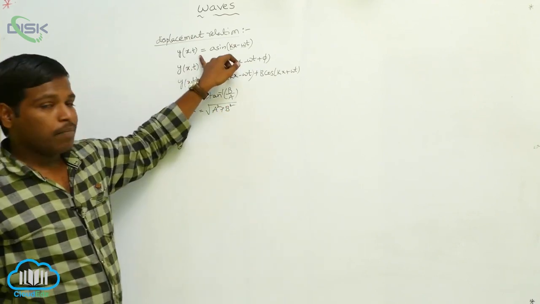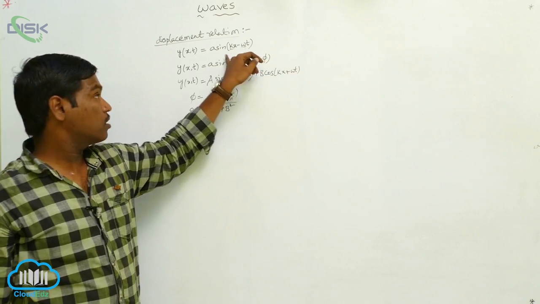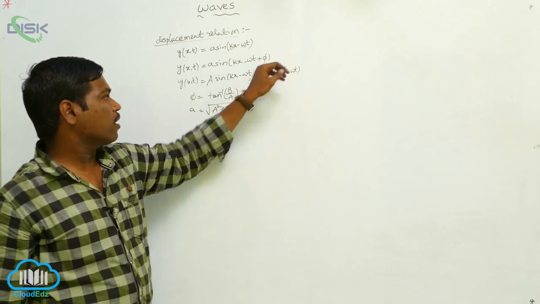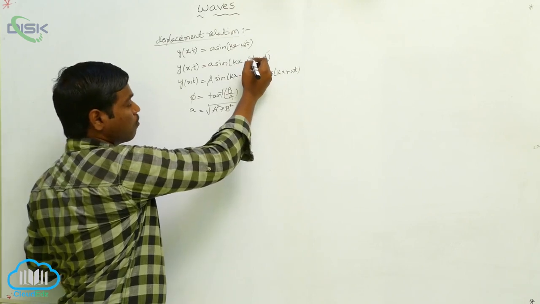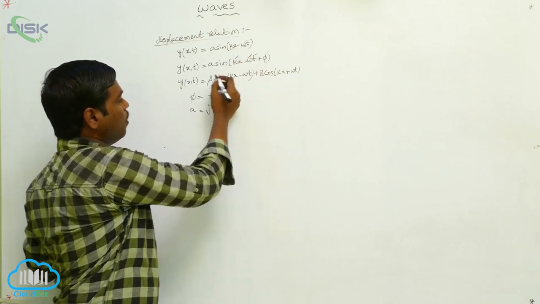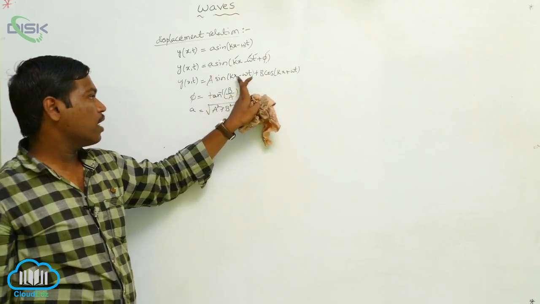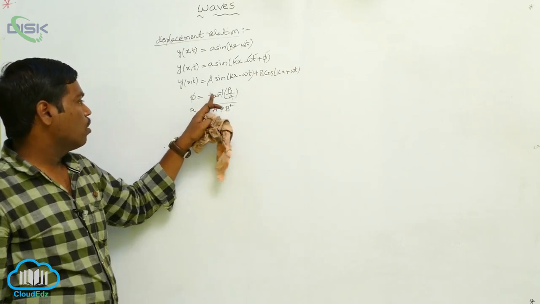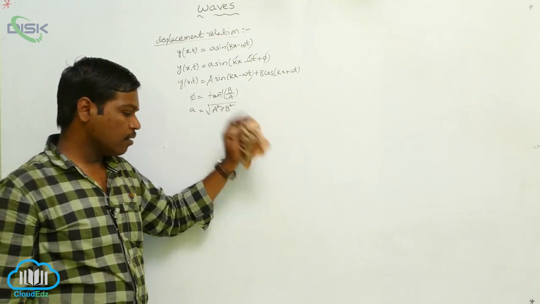Here the displacement y of x comma t is equal to a sin(kx minus omega t). This is the displacement relation. We can write a sin(kx minus omega t plus phi). Here phi is the phase, omega is the angular frequency, t is the time, k is the wave number, and a is the amplitude. This is the periodic function. Then we can write a sin(kx minus omega t) plus b cos(kx minus omega t). Then phi is equal to tan inverse of b by a, and the amplitude is the square root of a squared plus b squared.